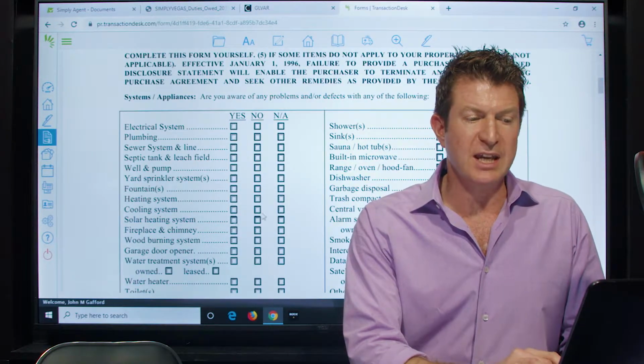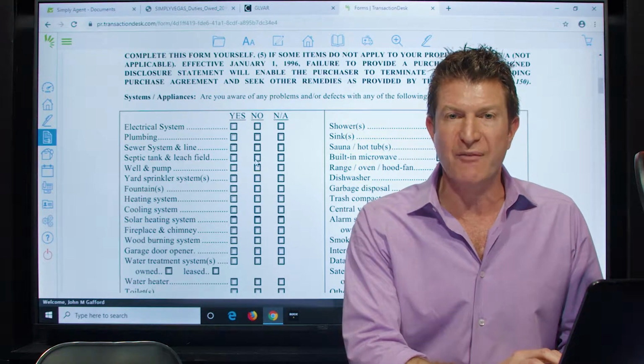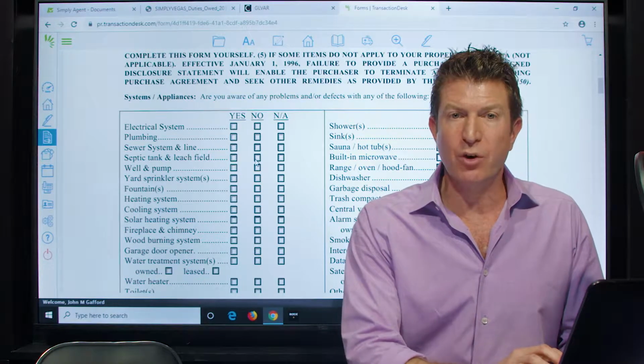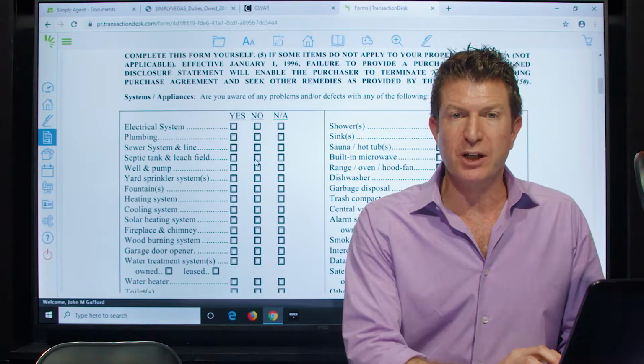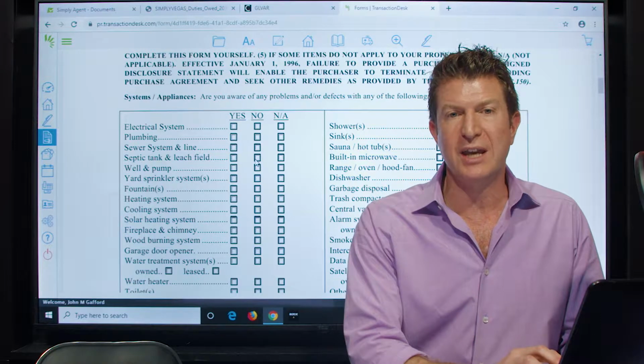Now we go through to the individual items, again, reiterating, are you aware of any issue with this part of the form? They're marking no if they're not aware, they're marking yes if they are aware. Some of these are going to be non-applicable. It's incredibly important that your seller read the form carefully.